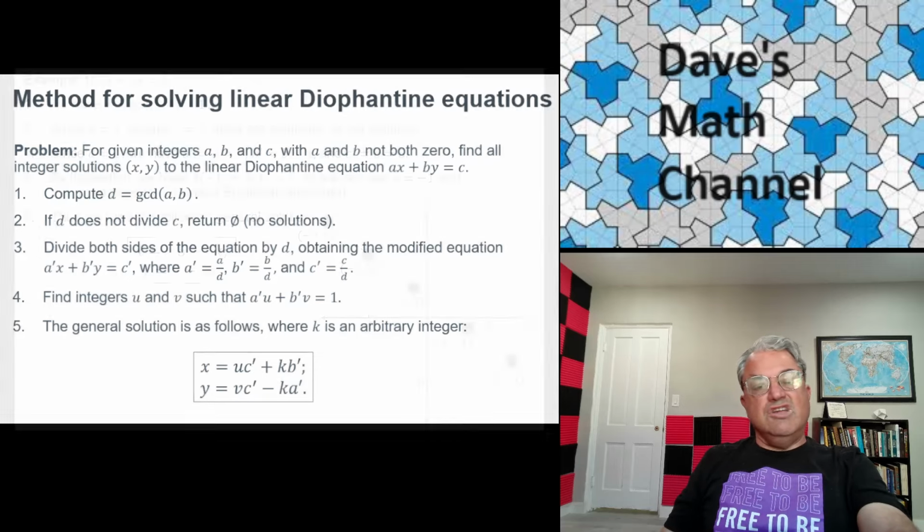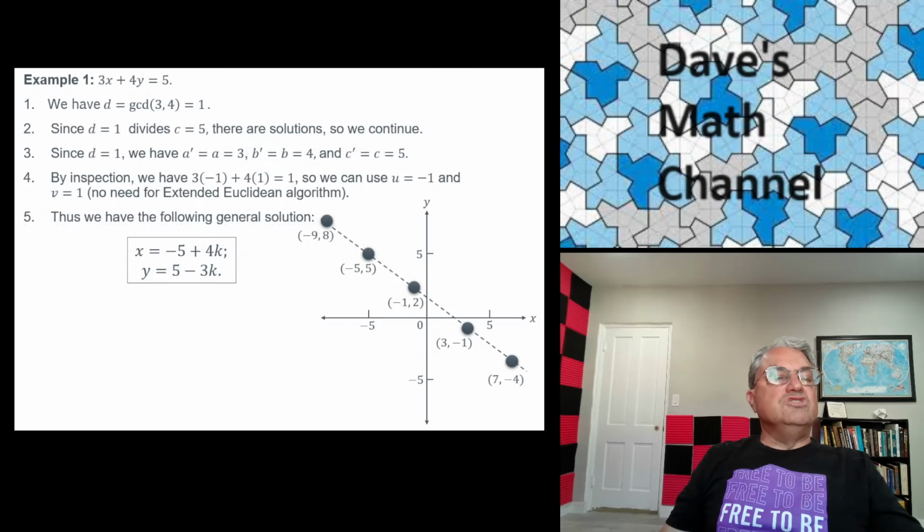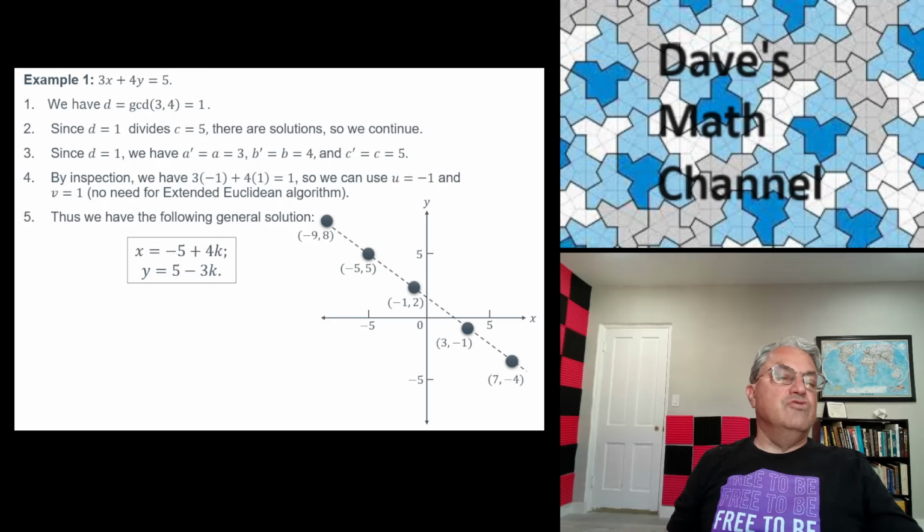And I'll give you some examples. So here's the first example. Suppose our Diophantine equation is 3x plus 4y equals 5. The first thing we do is compute the GCD of the x and y coefficients, 3 and 4, and that's 1. It's pretty easy to see that 3 and 4 don't share a non-trivial common factor. So step 2 becomes trivial: since d is 1, obviously it divides c, because 1 divides any integer. So we have solutions.